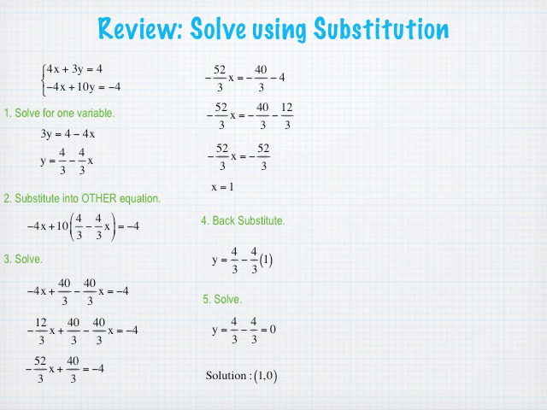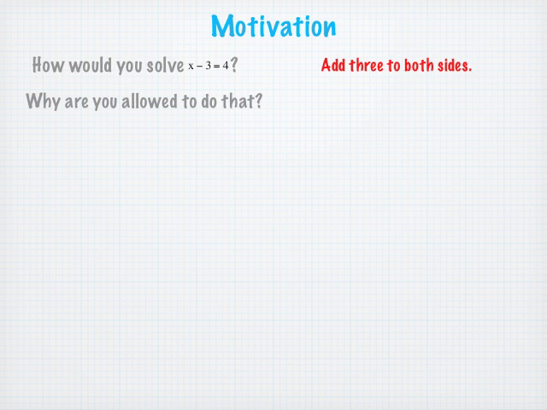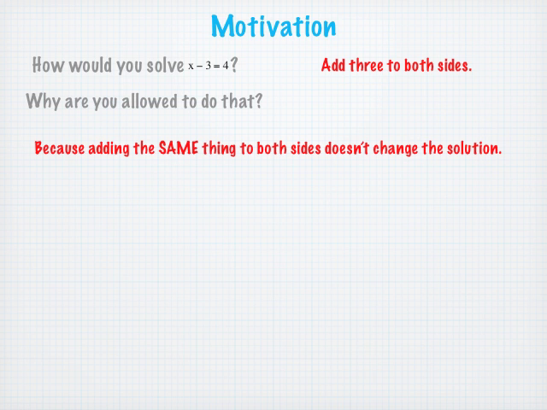But before we do that, how would you solve x minus 3 equals 4? Well, most of you think that's very easy, and it is. We just add 3 to both sides. Why am I allowed to add 3 to both sides? Because adding the same thing to both sides doesn't change the solution. That's one of my properties of equality. Technically, it's the additive property of equality. You don't need to know that, but just for those that actually think it's kind of cool.